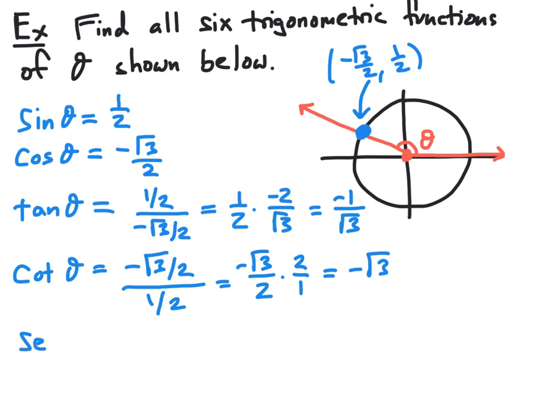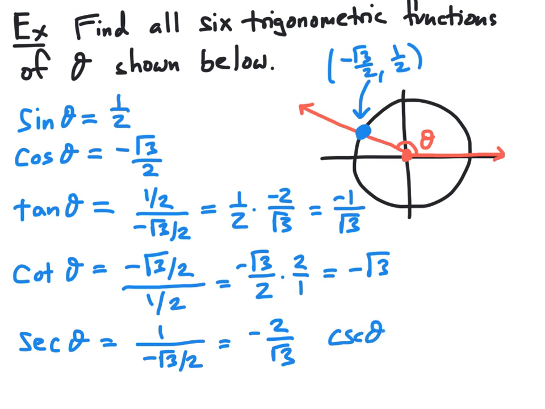The secant of theta is 1 over the cosine, so 1 over negative square root of 3 over 2. This will be negative 2 over square root 3. And finally, the cosecant of theta will be 1 over the sine, or 1 over 1/2, which will equal 2.